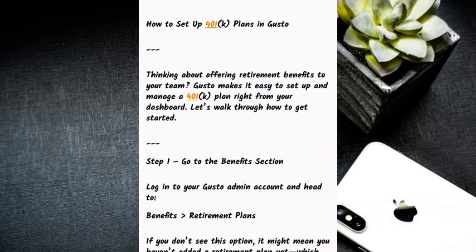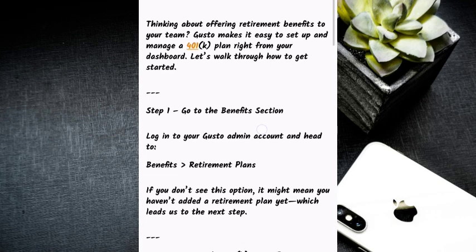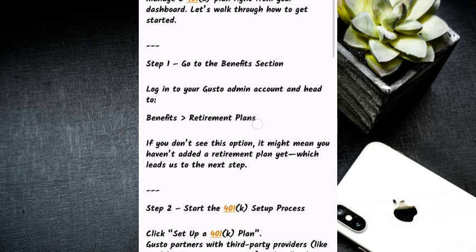Step 1. Go to the benefits section. Now you want to log into your Gusto admin account and head to benefits and under retirement plans. If you don't see this option, it might mean that you haven't added a retirement plan yet, which leads us to the next step.